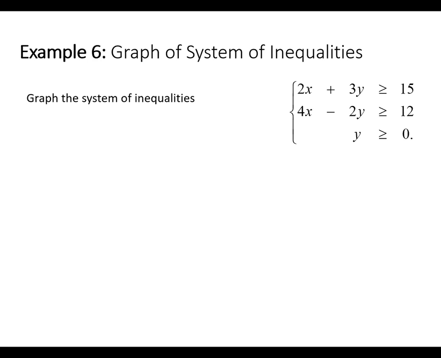The second inequality of 4x minus 2y is greater than or equal to 12, you need to solve that one for y as well. And the very last one is already solved for you in our standard form because it says y is greater than or equal to 0.